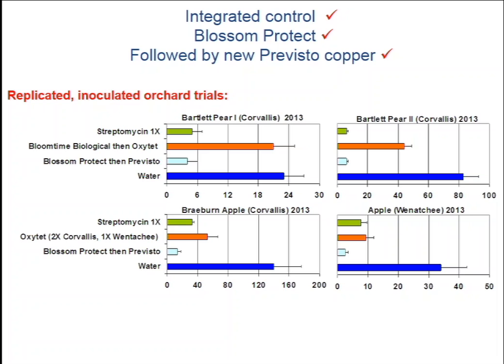You can see it's not quite as effective a treatment. But Blossom Protect and Provisto Copper is really an outstanding treatment. It's as good as streptomycin in these trials. The numbers on the bottoms of these little boxes are the number of strikes that we're seeing on the trees. So 30 strikes in the Bartlett pear 2013, and in the second Bartlett pear we were up to around 82 strikes. So you can see that these were pretty heavily infected trees, and the degree of control that we're getting from a Blossom Protect and then a soluble copper is really outstanding.